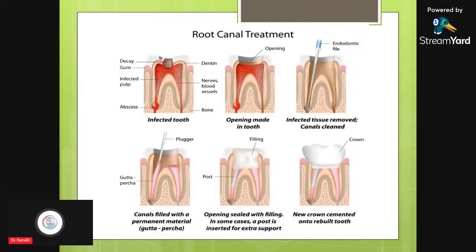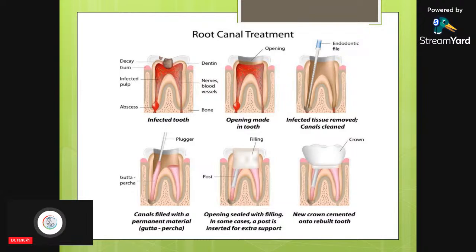In this picture, in the first picture, there is decay in the tooth which has led to the pulp, and the infection has led to an abscess. This is an infected tooth. Then in the first step of root canal treatment, we make an opening with the help of a Fisher bur, and then in the third step, infected tissues are removed with the help of the endodontic file, and the canals are cleaned.